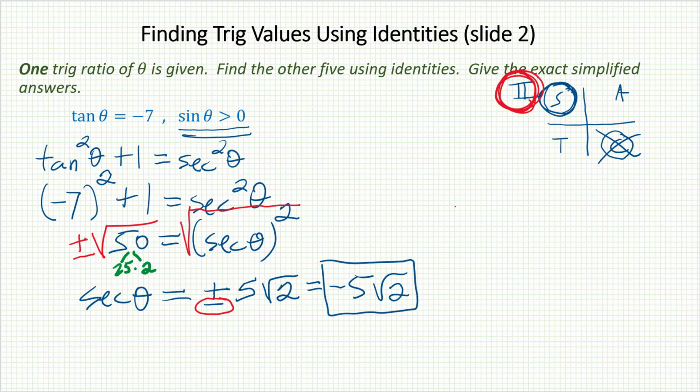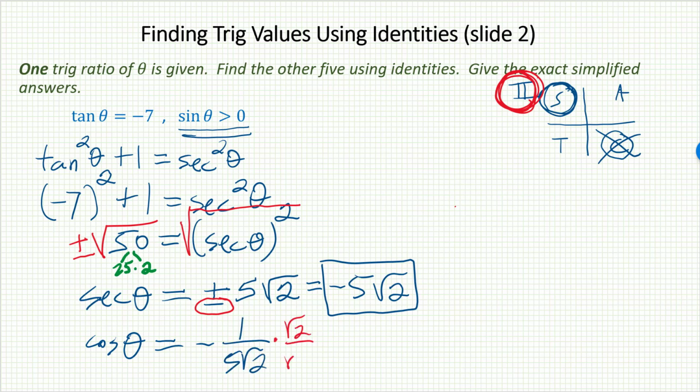The Pythagorean identity is the messiest of these identities, so you should only use it once in any of these problems. Once you have two ratios, you're thinking quotient identity. Now the quotient identities involve sine and cosine, not secant. So what I'm thinking is I need to go ahead and find the reciprocal of secant, get the cosine function. It's just going to be negative 1 over 5 square root of 2.